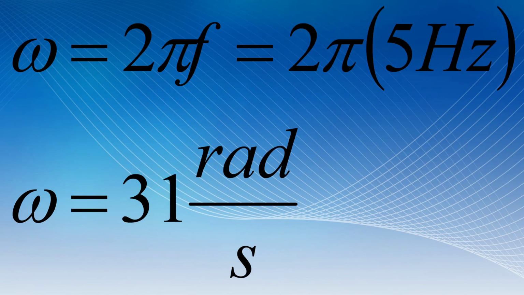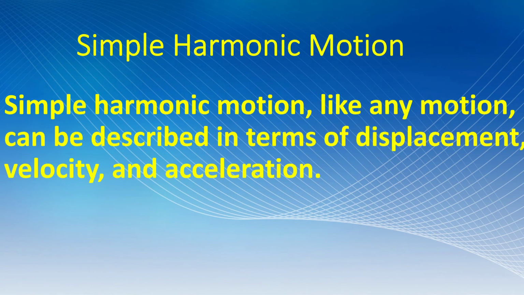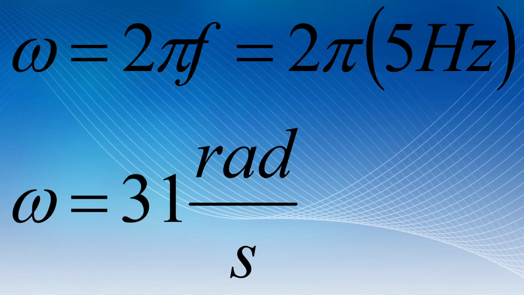Next, we look into the angular frequency. Angular frequency is equal to 2 pi f. The frequency is given now, so we substitute the given value to our formula: 2 pi times 5 hertz is equal to 31 rad per second. That is our final answer for angular frequency, 31 rad per second.